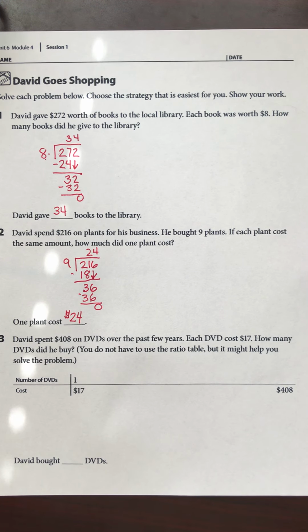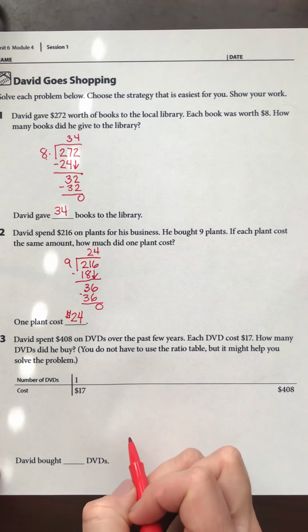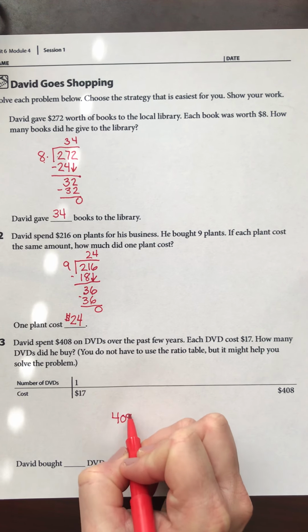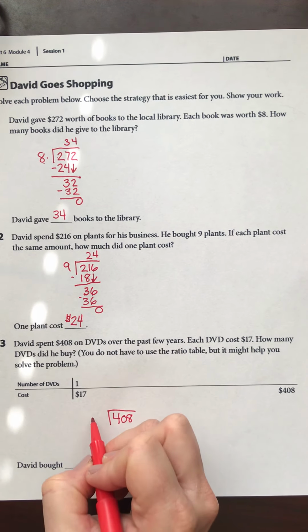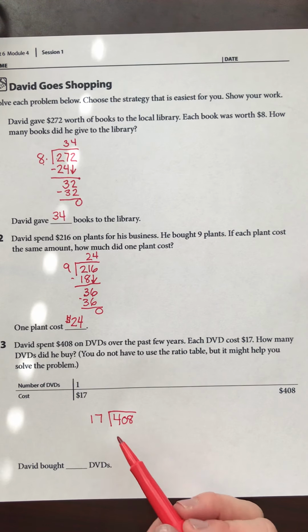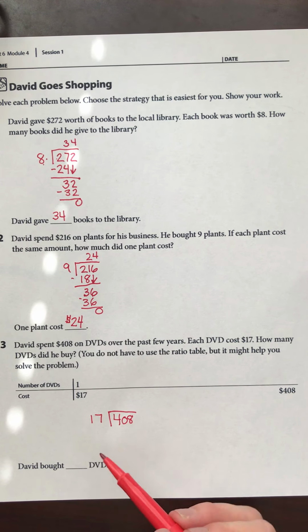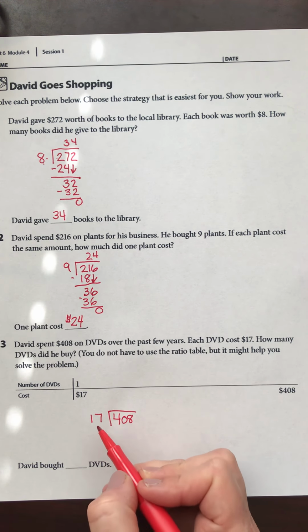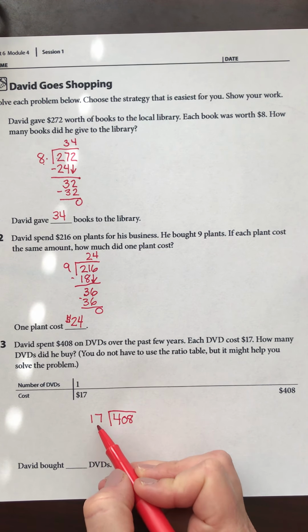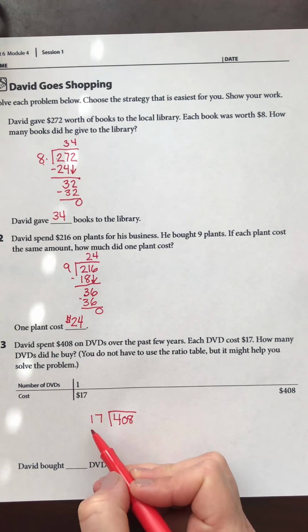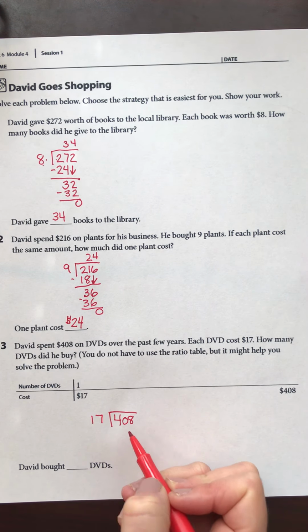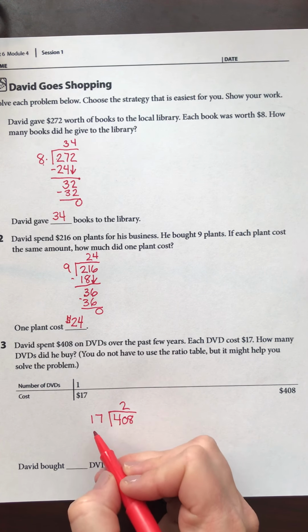So I'm going to first go ahead and show you long division, then we're going to go back in and fill in this table. So we're dividing 408 divided by 17. Now this is a 2-digit divisor. So we're using the same strategy for long division, but we have 17. So we think, can 17 go into 4? No, it's too big. So 17 into 40. 17 can go into 40 2 times.